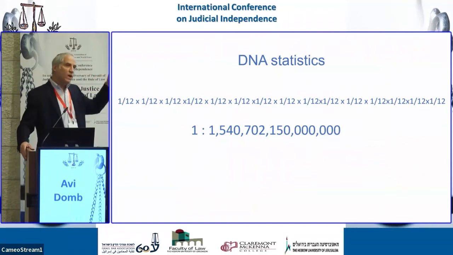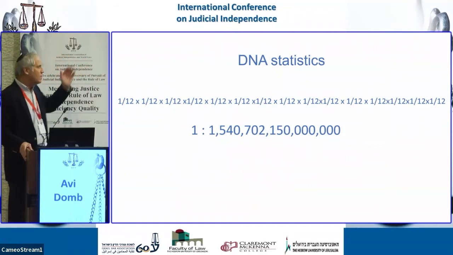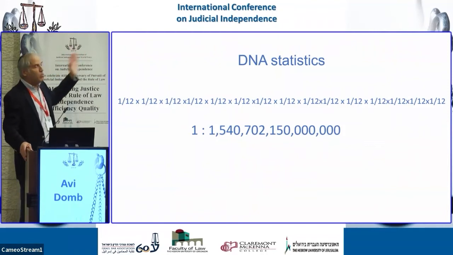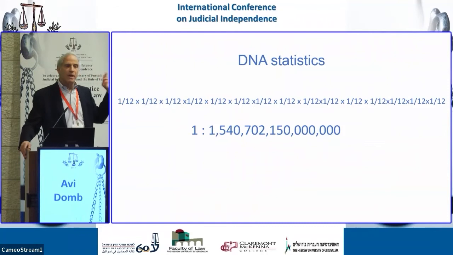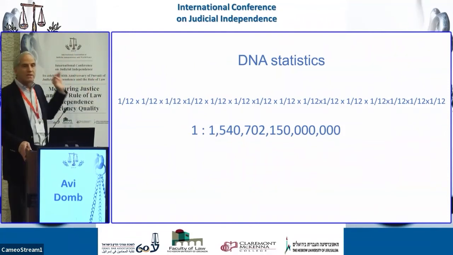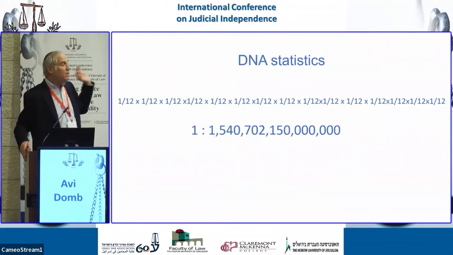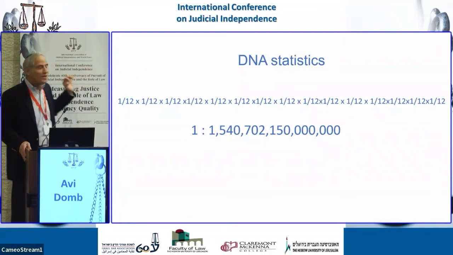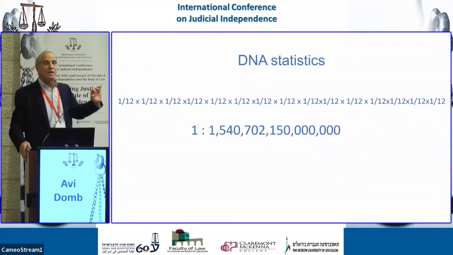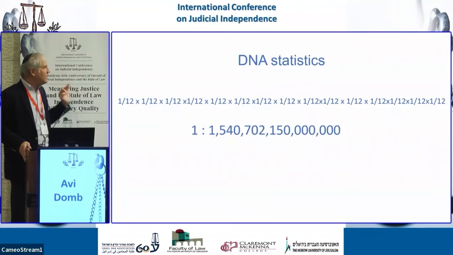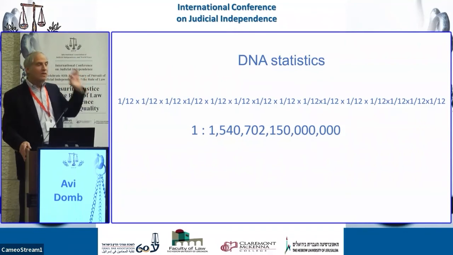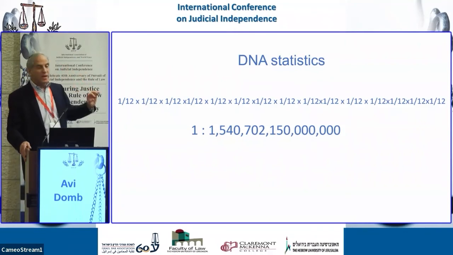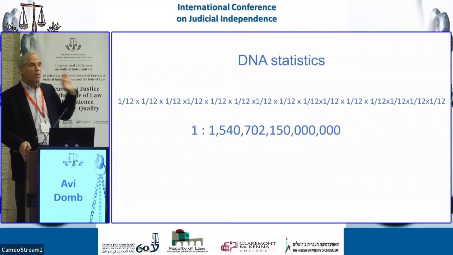So if we take these kinds of numbers, the probability to have the same DNA is 1 in several billion or many, many billions, which means that the probability to have the same DNA for 2 people is impossible, okay? So all the people in the world have a different profile of DNA.